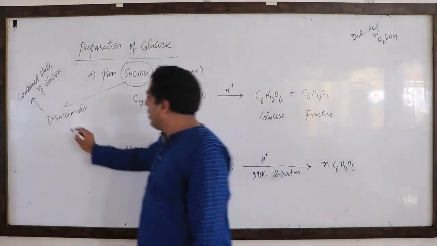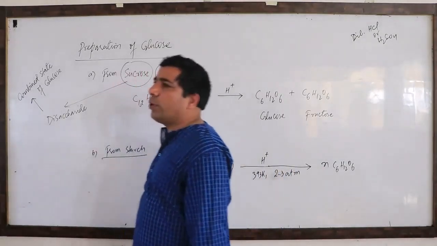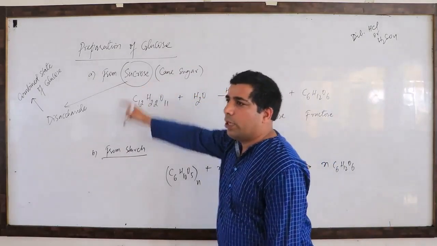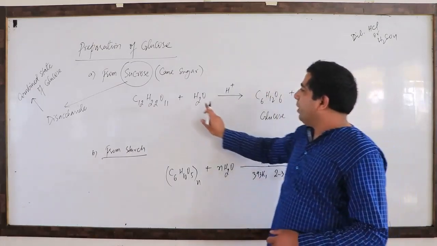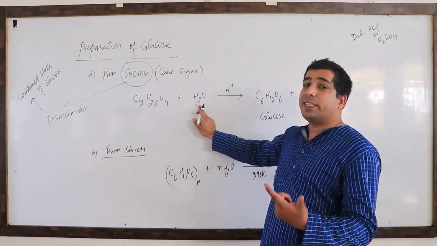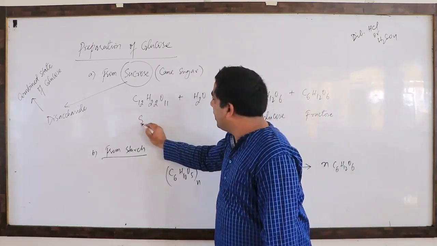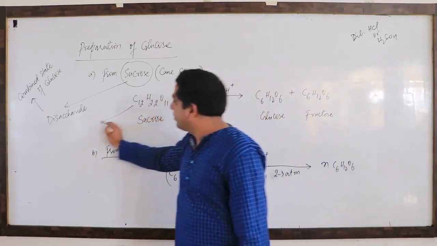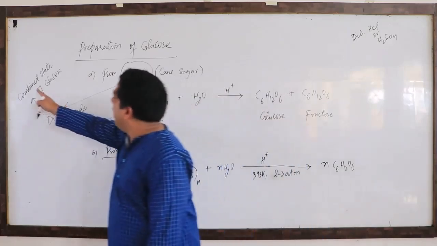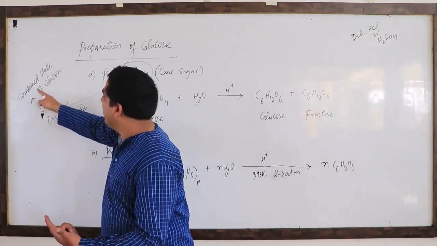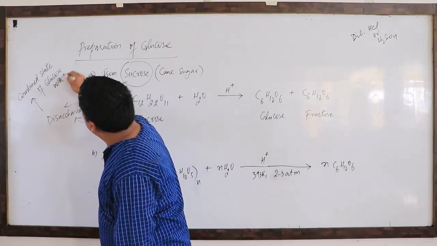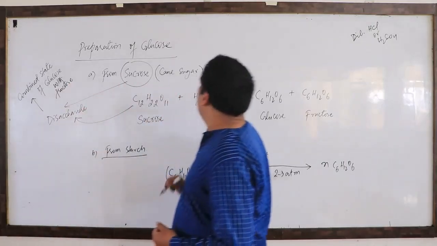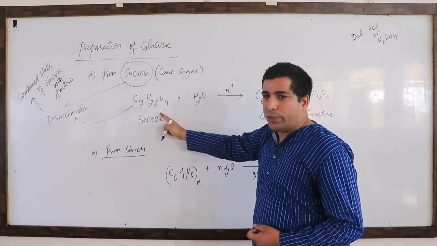Because this disaccharide, especially I am talking about sucrose, is made up of glucose and fructose. So my dear friends, what I am doing here is hydrolysis, which I discussed previous time. This is my sucrose, a disaccharide. We have glucose in a combined state with fructose. So I am adding water to the sucrose molecule.